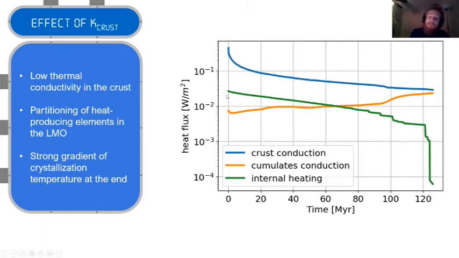But you also have the heating flux, which was not considered in previous studies, which are the internal heating by the heat producing elements, which are partitioned in the magma ocean, as well as the conductive heating by the cumulates. And you see that this conductive heating is increasing towards the end due to the strong temperature gradient in the solidification temperature that you noticed before.